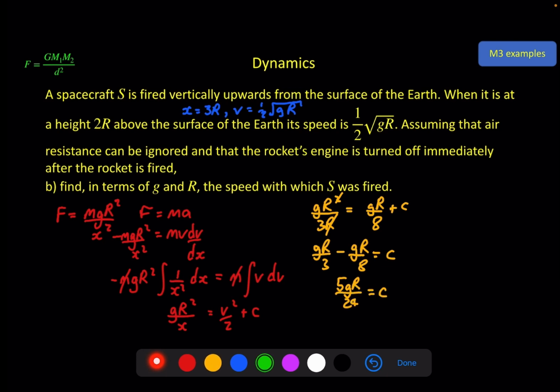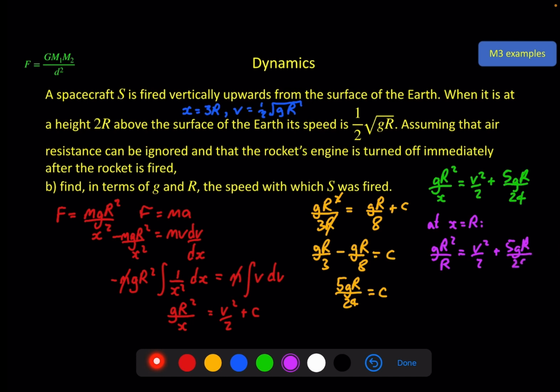Now we can put that back into the equation. So we get gr squared over x is equal to v squared over 2 plus 5gr over 24. From here we can find the speed with which s was fired by putting x equal to the radius of the Earth, r, i.e. it's on the surface. So at x equal to r, we get gr squared over r is equal to v squared over 2 plus 5gr over 24.